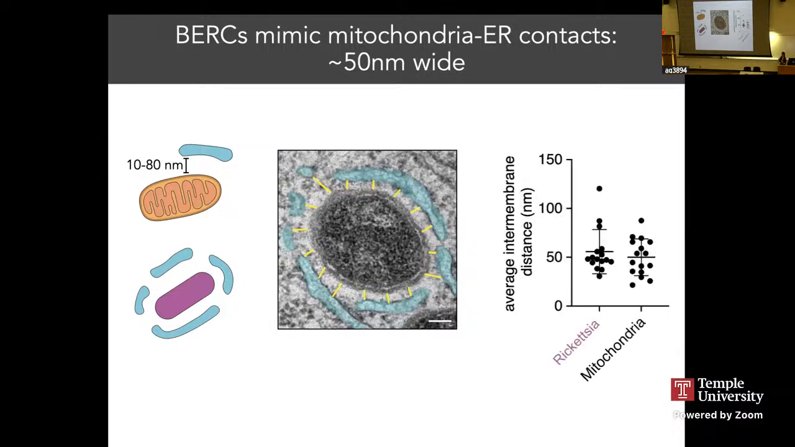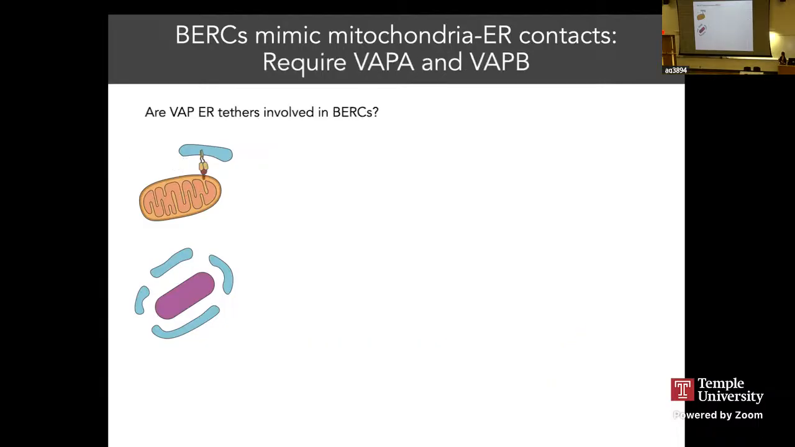And she found that there was a very similar distance between the rickettsia and the mitochondria here, suggesting that they are held at the same distance. If they're held at the same distance, then obviously they might be using similar tethers. And so one of the ones that she became particularly interested in were these tethers shown here in orange that are found on the ER membrane called VAPs. And there's 2 of them, VAP-A and VAP-B, that are really important ER tethers for a lot of these contacts.